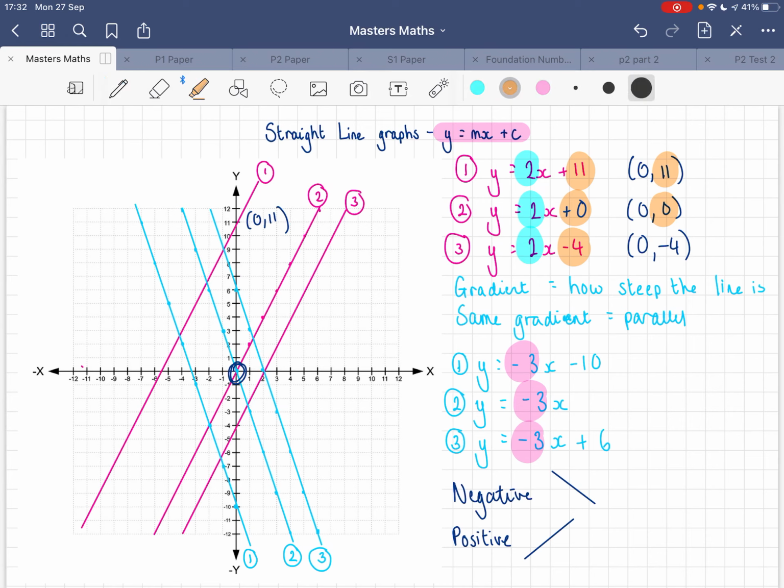So then this line, negative 10, would cross at 0, negative 10, and then we can check that on the graph just to make sure. So this was the line number 1, crossing at negative 10. Okay, so that second part of the equation is telling you where the line is going to cross the y-axis.